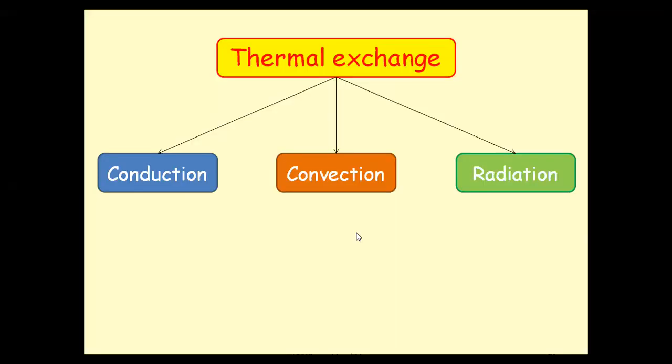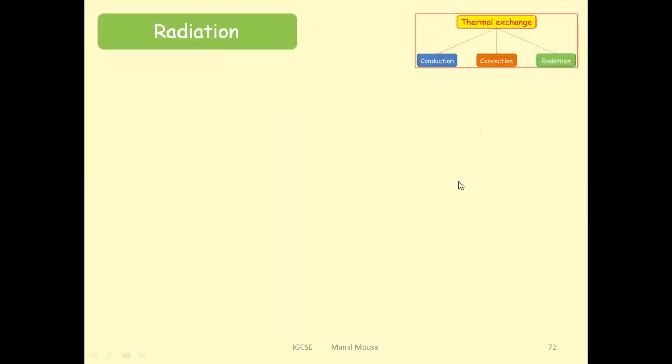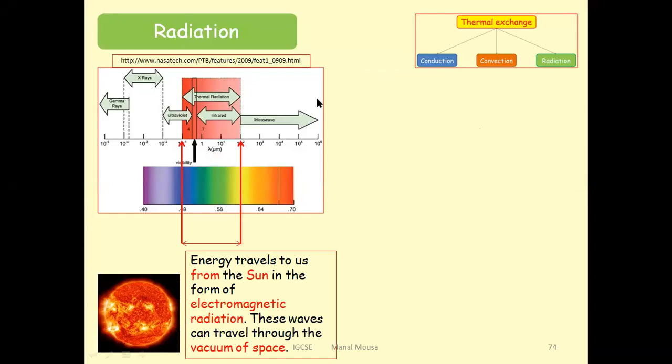Yes, here it is. So we said that thermal energy is transferred through conduction, convection, and radiation. Now we're going to explain the third way, which is radiation. Radiation is part of the electromagnetic spectrum, as you see in this section, that consists of the thermal radiation. So energy travels to us from the sun in the form of electromagnetic radiation. The waves can travel throughout the vacuum of space and as well throughout the atmospheric layers around the Earth.